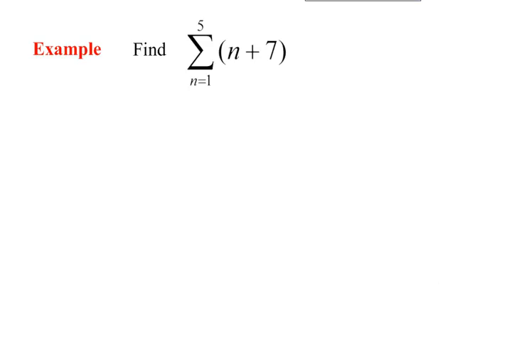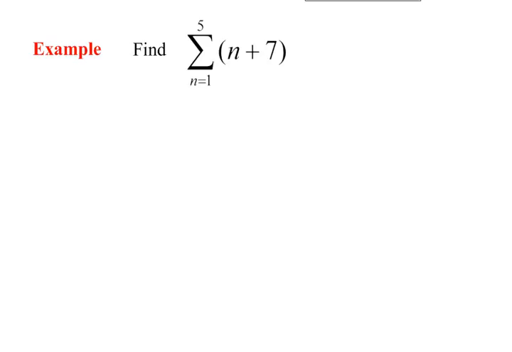Alright, here's another example, slightly different. Because you'll notice here we're not being given u sub 1, we're not being given a recursive formula, but we are being asked to find the sum of the first 5 terms of the formula n plus 7. So we have to find the first 5 terms before we can actually add them up.